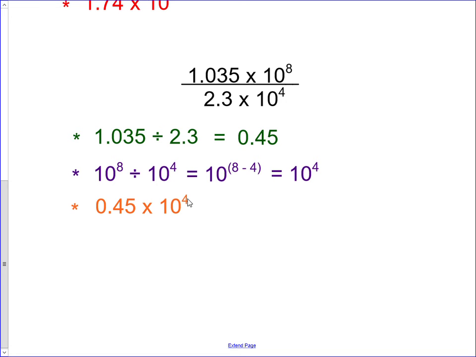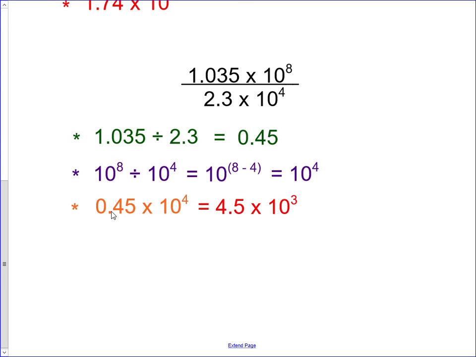Well, I know that it looks like scientific notation, but if I take a closer look, what's in front of the decimal? It's a 0 in front of the decimal. I can't have a 0 in front. So what I need to do is move that decimal point one place to the left. When I do that, I'm going to have to make my exponent go down 1, and so I'm going to end up with 4.5 times 10 to the 3rd power.